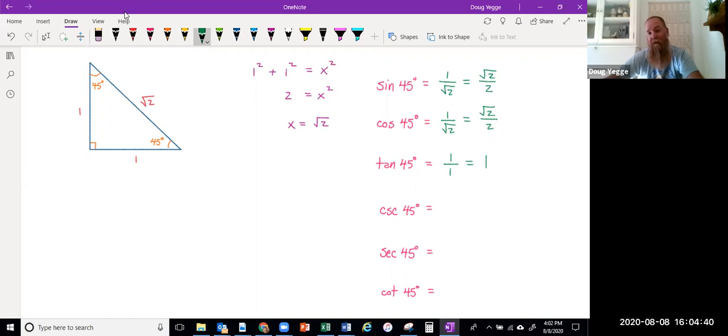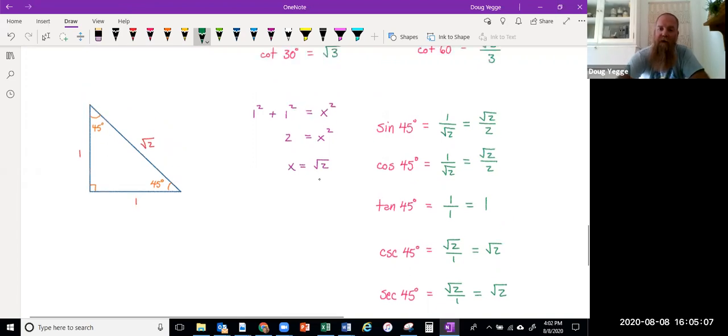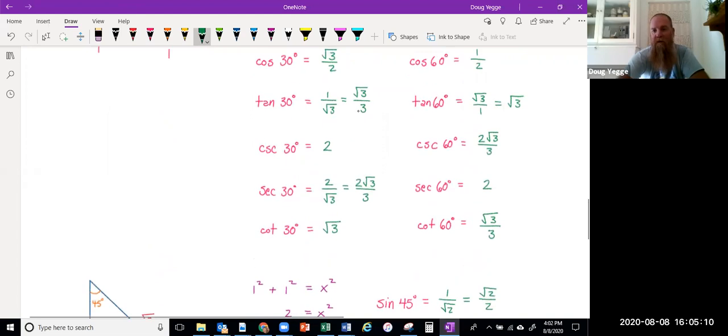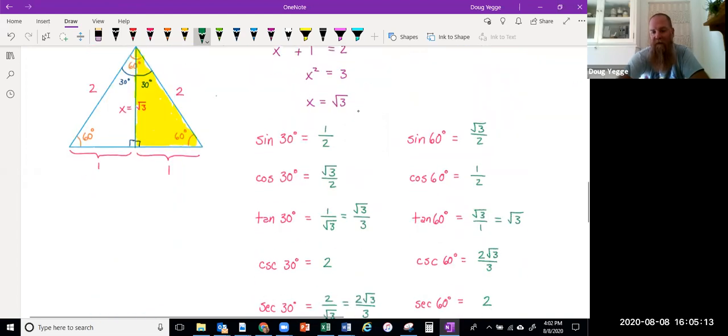Well, once we have these three, we could find the other three pretty easily. The reciprocal of 1 over root 2 is root 2 over 1, or just root 2. And obviously, secant of 45 is going to be the exact same value as cosecant. And finally, cotangent of 45 is obviously the reciprocal of 1, which is also 1. So again, even though there's a lot of ratios to try to remember for these special angles, when it comes down to it, you just have to remember how to construct the special right triangles that are going to help you to find what these ratios are.